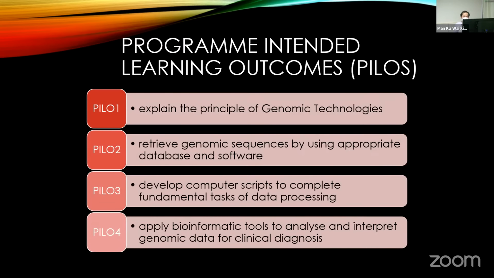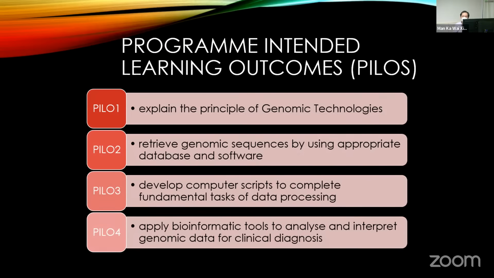After you successfully complete this program, we expect that students can achieve the following learning outcomes. The first is to explain the principles of genomic technologies. That's very important because that's where all this data is generated. The second is to retrieve genomic sequences by using appropriate software and databases, that is, to use existing databases and existing software to analyze the data, so you can get the existing data.